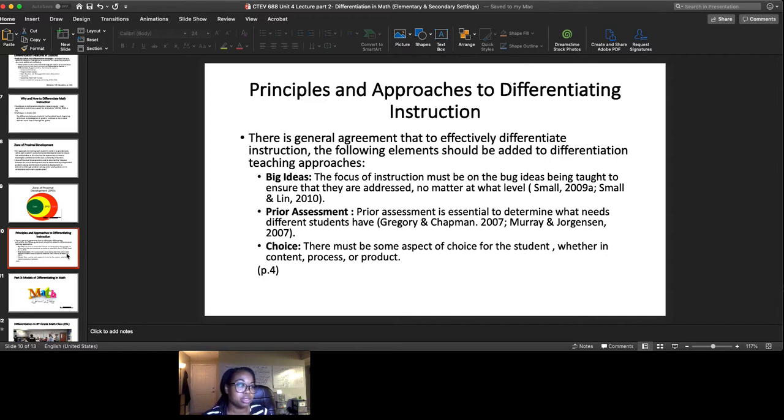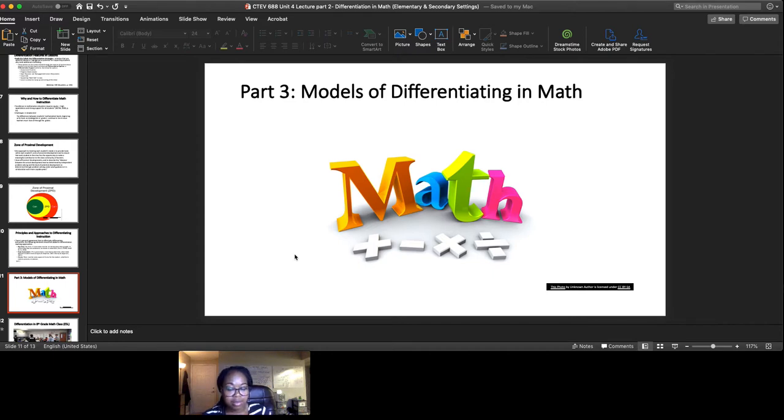Finally, we end with the principles and approaches to differentiate instruction. The article stated, or this chapter stated, there is general agreement that to effectively differentiate instruction, the following elements should be added to differentiation teaching approaches: big ideas, prior assessment, and then choice. I think we all kind of add some of those elements within it. Please take a look at those so that you can explore further. At this point, you should have already done the reading. This is a recap of all the reading, so it should be helpful.